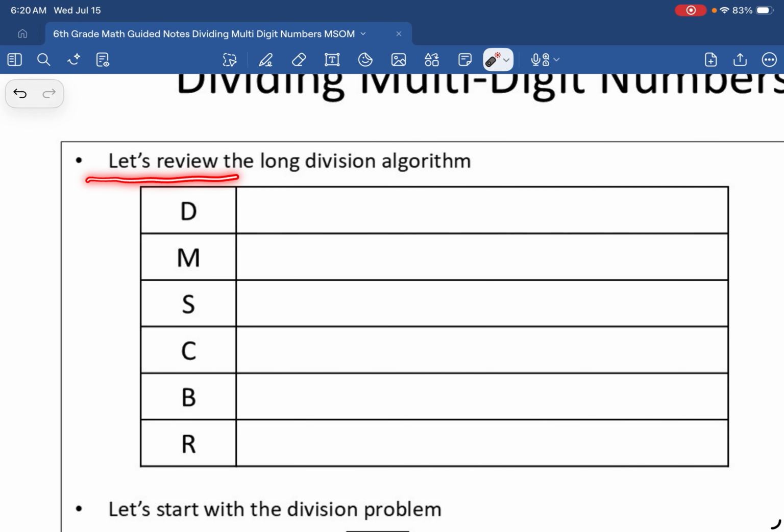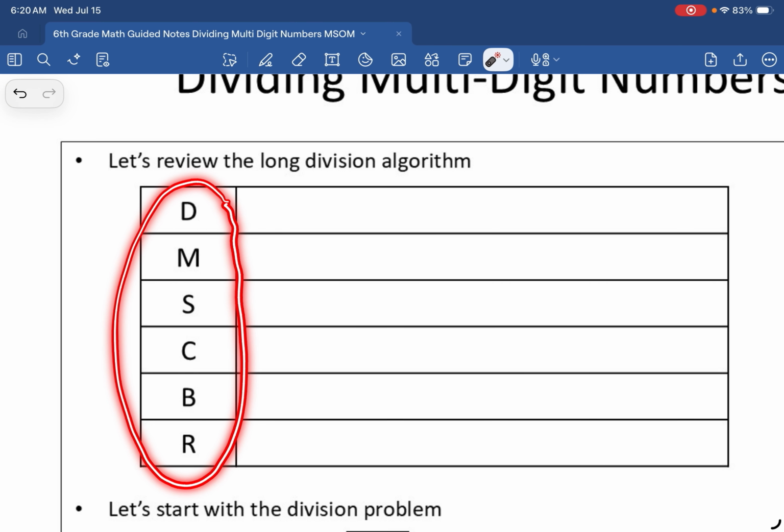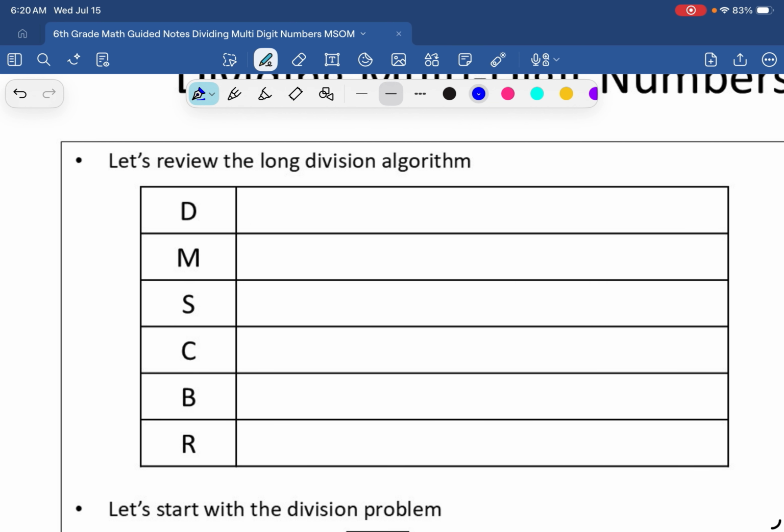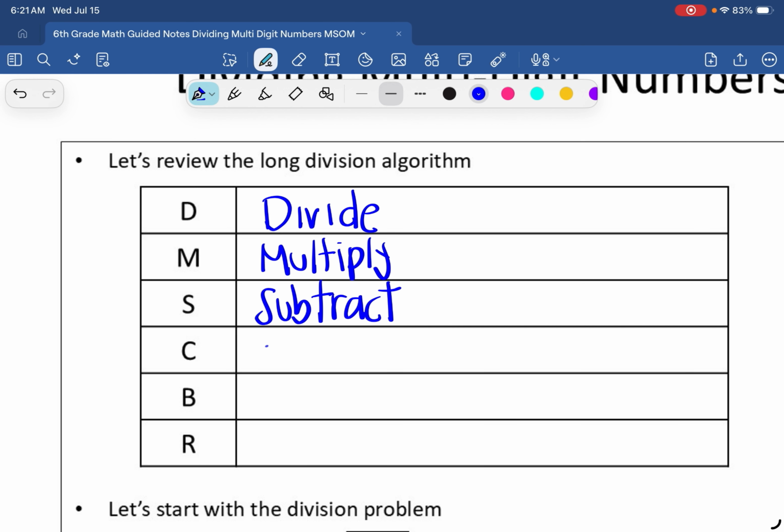Let's review the long division algorithm. So we've done long division before, and here is just a quick reminder of the steps to do it. The D is divide, M is for multiply, S is for subtract, C is for check, B is for bring down, R is for repeat.